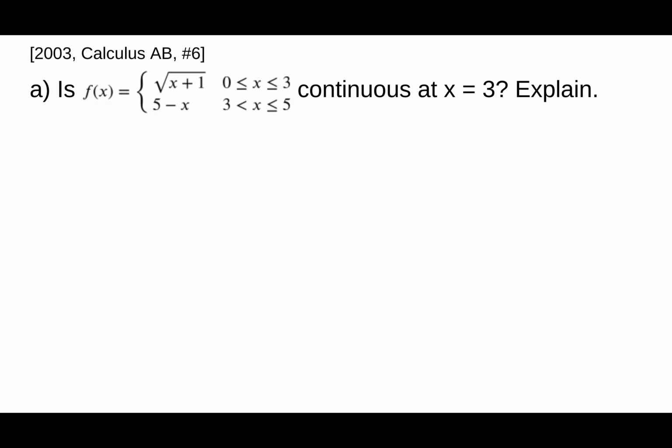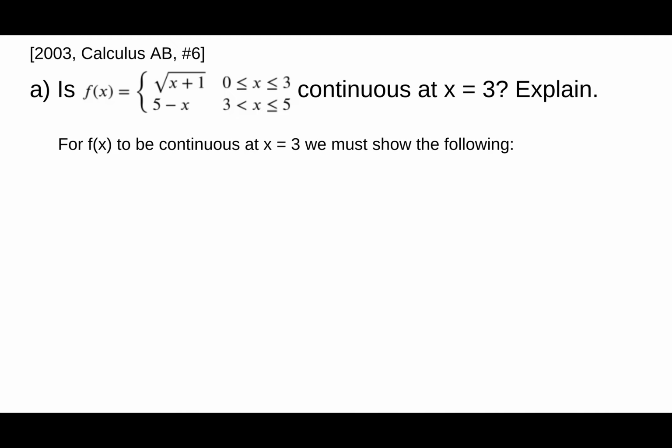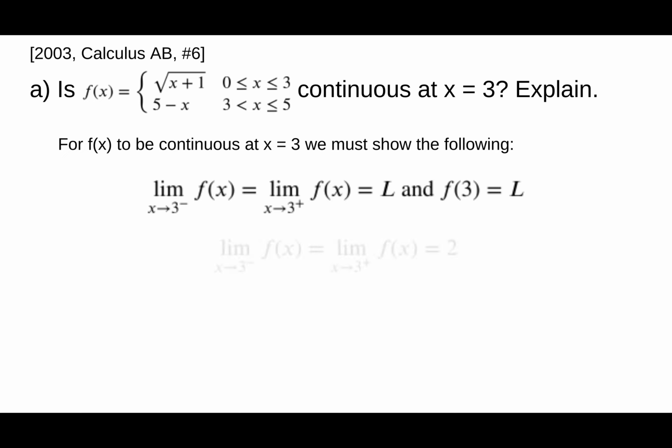Well, in order for f to be continuous at x equals 3, all we really have to show is that the limit as x approaches 3 from the left is equal to the limit as x approaches 3 on the right, that those two limits are the same, and that the actual value of f of 3 is the value of that limit. So we need to show that the limit as x approaches 3 from the left of f of x equals the limit as x approaches 3 from the right of f of x equals some real number L, and then we have to show that f of 3 is that same value of L.